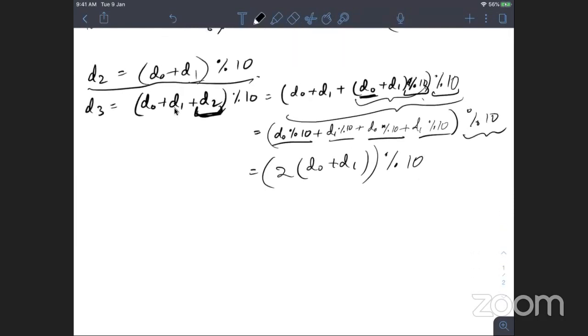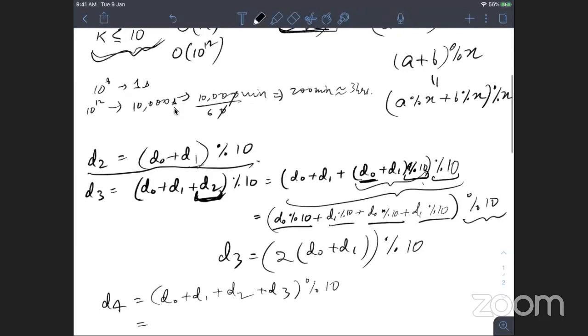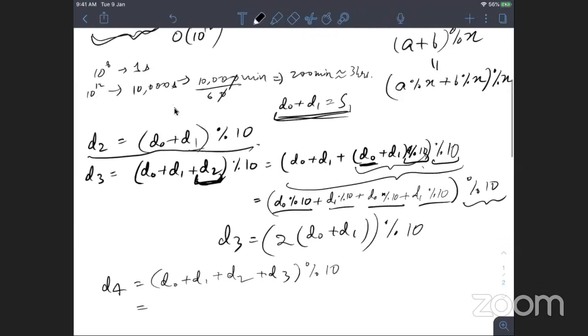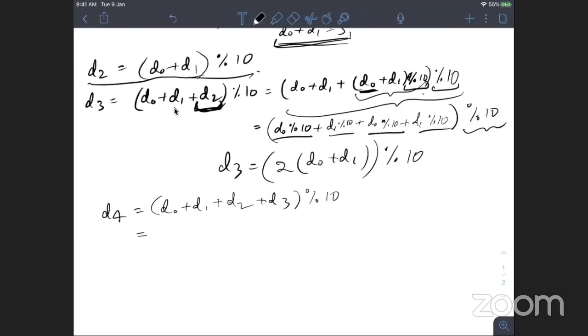So D3 came out to be this thing. I did a lot of math here, but it wasn't really required. What will D4 come out to be? It will be D0 plus D1 plus D2 plus D3, whole mod 10. Now let's write D0 plus D1 as S for simplicity, because we always see that they come together. If we write them like this, things will become simpler. So D2 will be S mod 10.